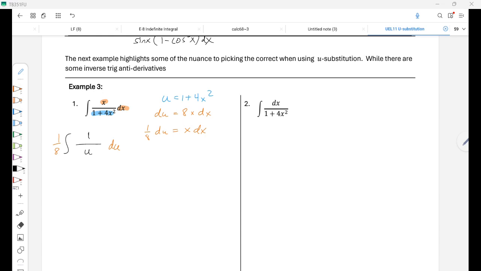Okay, the idea here is we should end up with a must know. 1 over u is a must know. ln absolute value of u. Yep. So this is ln absolute value of u, 1/8 plus c, which means our answer is 1/8 the ln of 1 plus 4x squared. 1 plus 4x squared, is that ever negative? No. I'm going to use parentheses then.